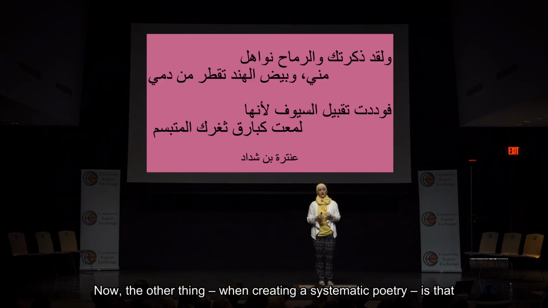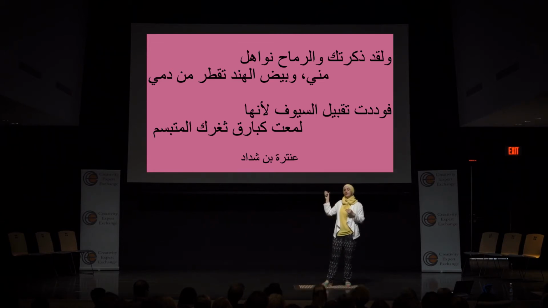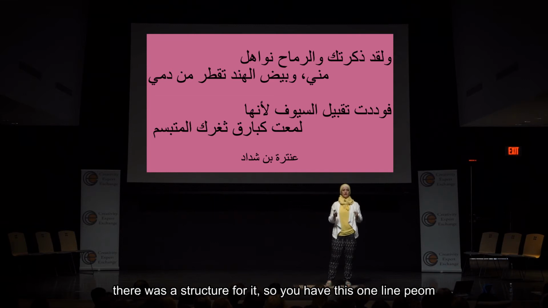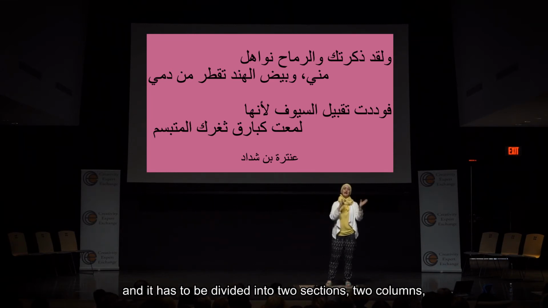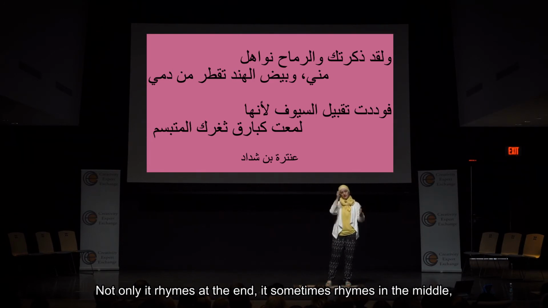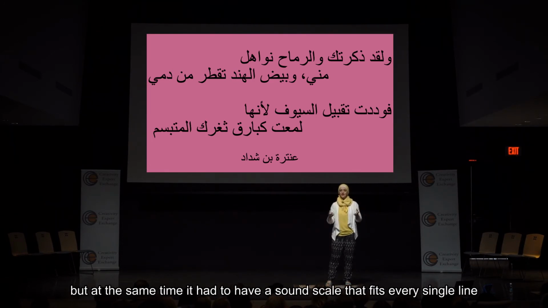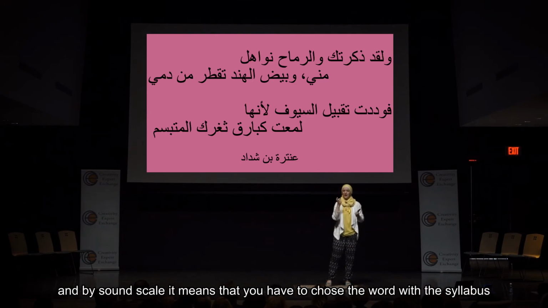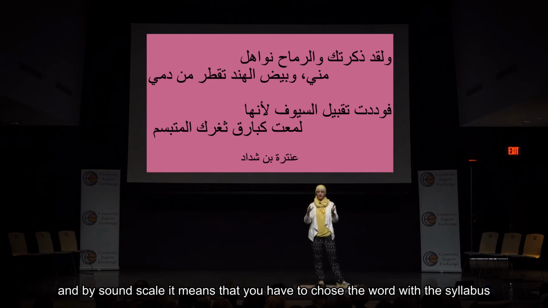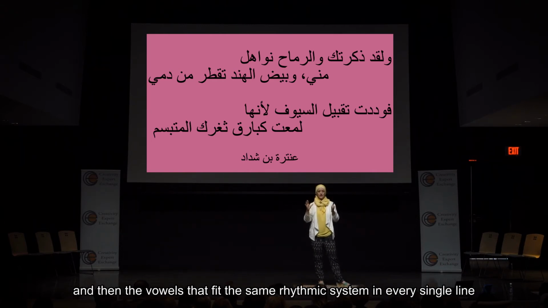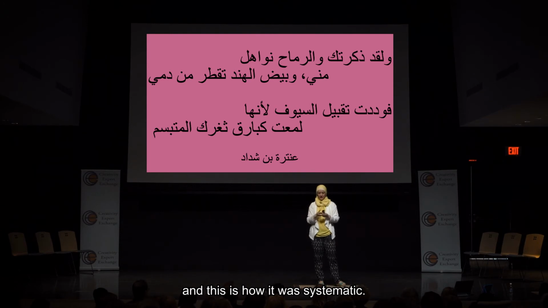Now, the other thing is that when creating systematic poetry, there was a structure for it. You have this one-line poem, and it has to be divided into 2 sections, 2 columns. Not only does it rhyme at the end, it sometimes rhymes in the middle, but at the same time, it had to have a sound scale that fits every single line. By sound scale, it means you have to choose the words with the syllables and then the vowels that fit the same rhythmic system in every single line. And this is how it was systematic.